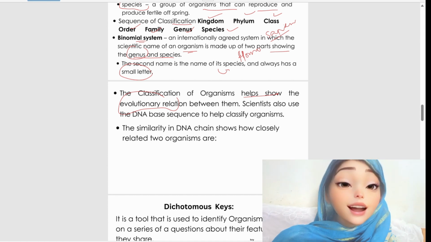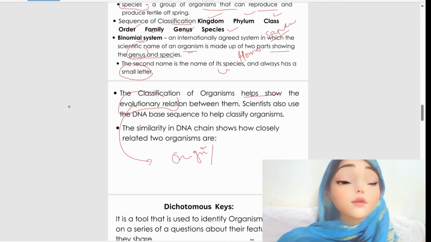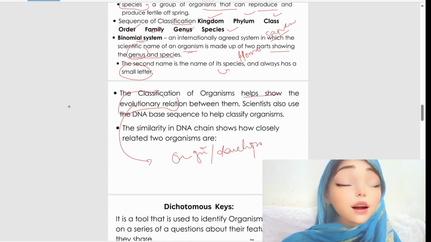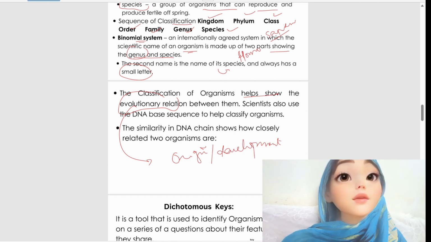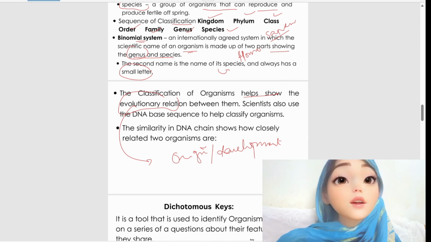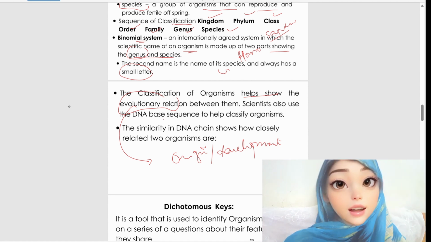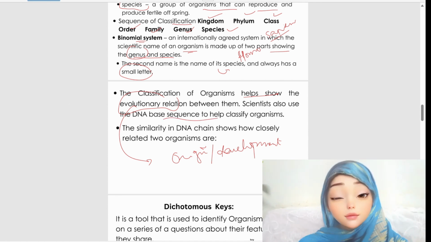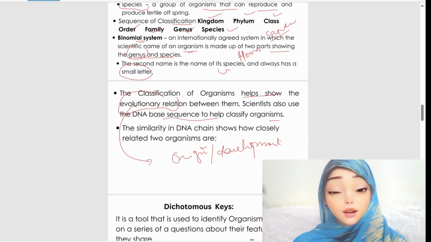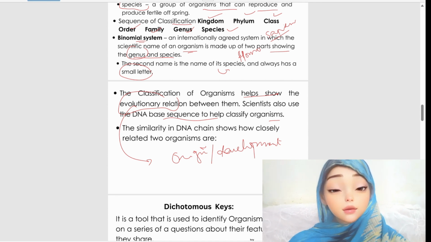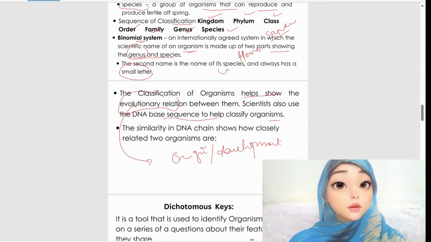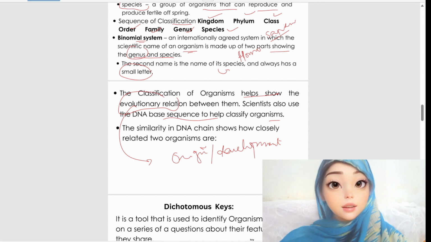Evolutionary relationships mean the origin or the development of the species, for instance how the species developed from their ancestors, and which characteristics they obtained from their ancestors. For this purpose, DNA sequences helped a lot to classify the organisms. They also help find out the similarities in the DNA chain, which shows how closely related two organisms are.